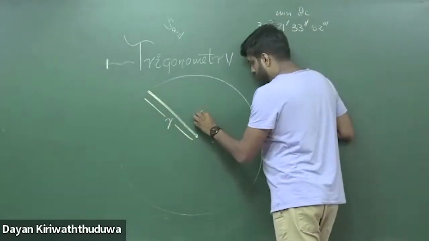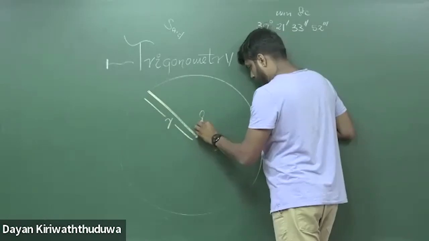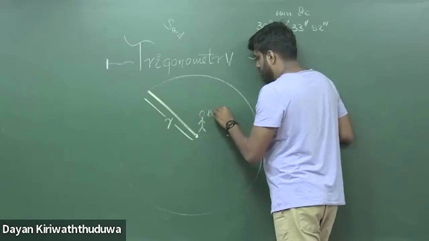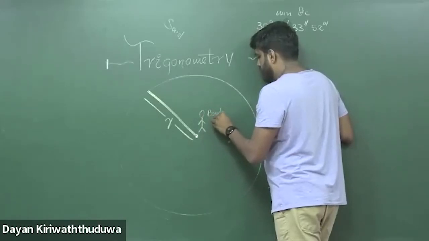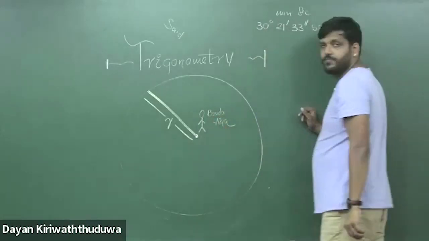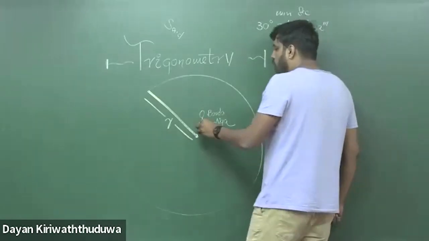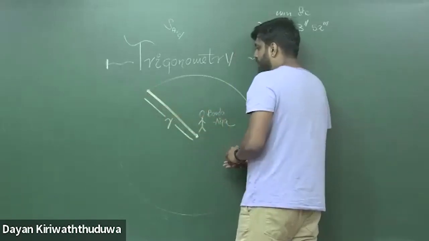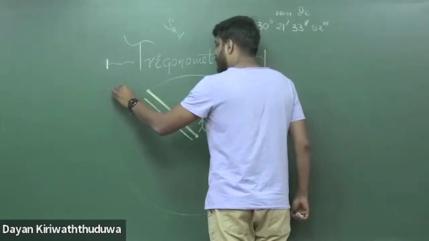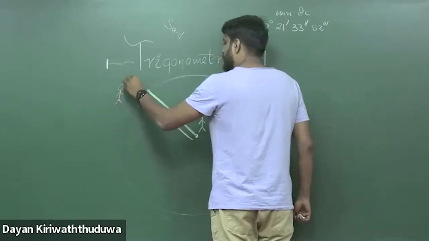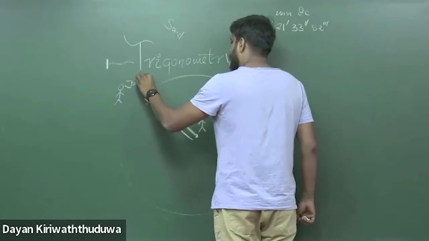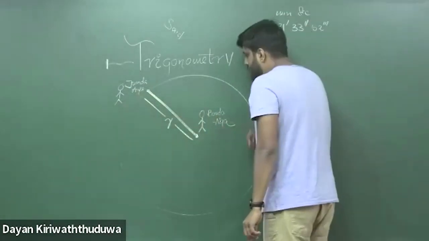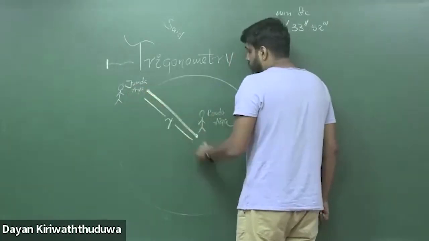Now there's this guy, Bandaya. Bandaya is walking on the radius. And there's Jundaya. Right? And this person is telling Jundaya, I actually travel a distance of R.